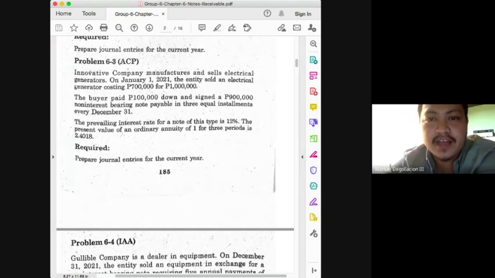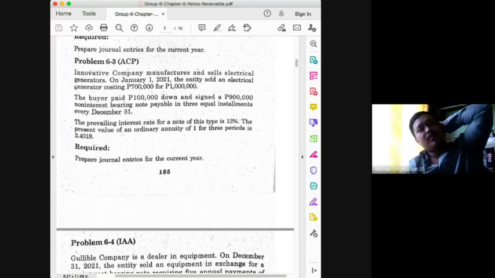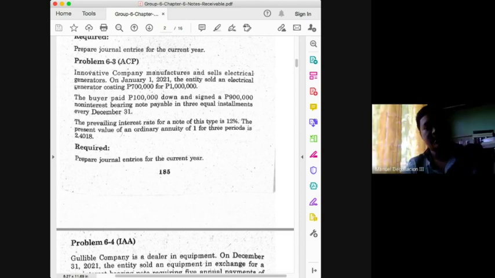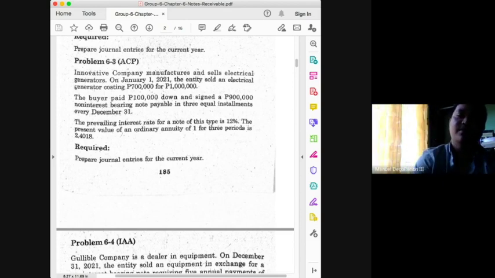But if you are asked on the date of the transaction, class, that only means the question is asking for the initial balance of the unearned interest income, which would represent the total interest income that will be earned from the transaction.